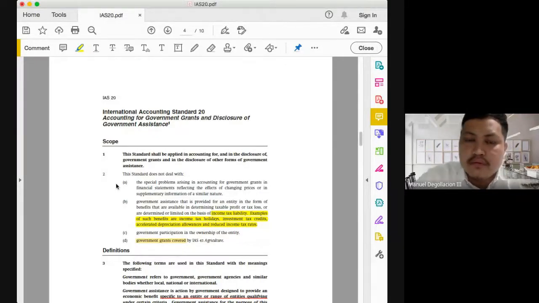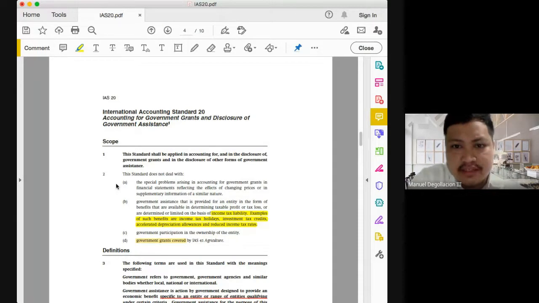Okay. So our topic for today's class would be PAS 20, the standard on accounting for government grants and disclosure of government assistance. Okay. So from the title itself, class, and if we read the first paragraph as to the scope, class, the standard will be applied in accounting for and in the disclosure of government grants and in the disclosure of other forms of government assistance.